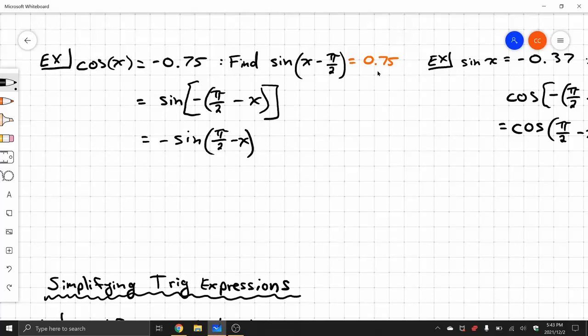Okay, so since my cosine is this negative 0.75, and I have the opposite of that because I pulled this negative out here because of our odd characteristic, that's going to give us a positive, because I have a negative times a negative, that's a positive 0.75. So that is what my answer would be for that one.